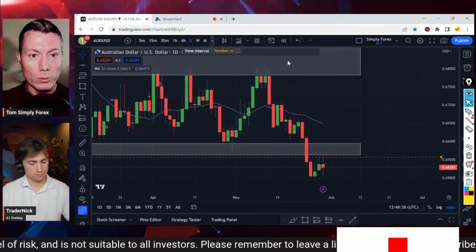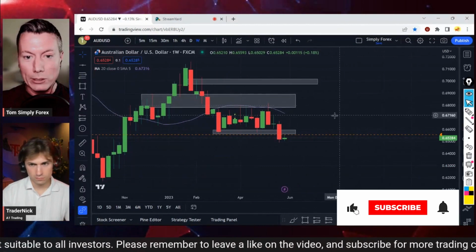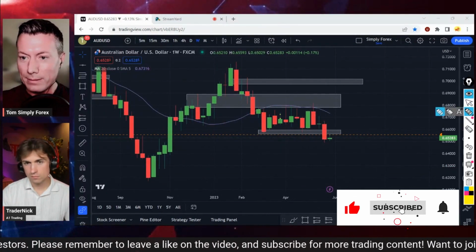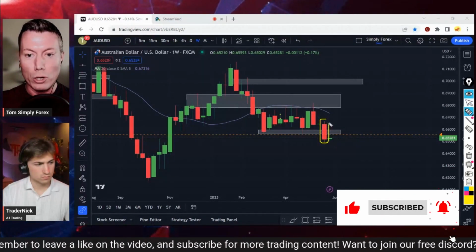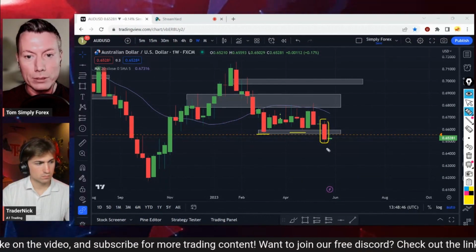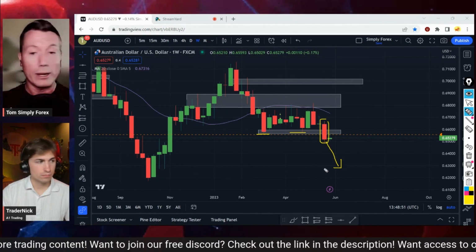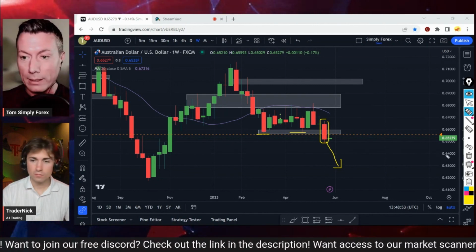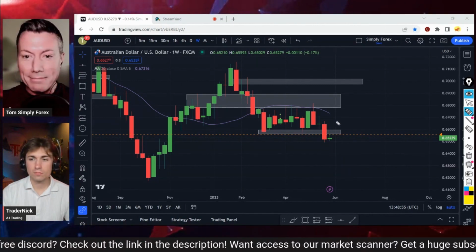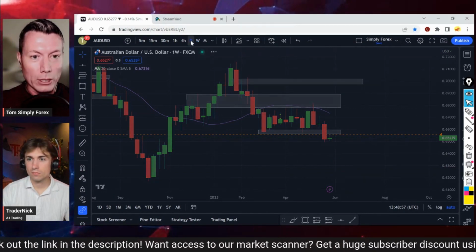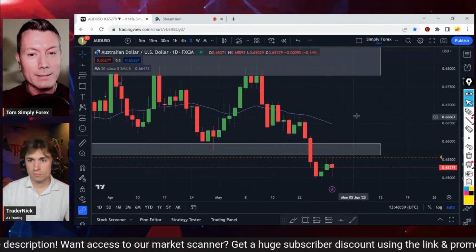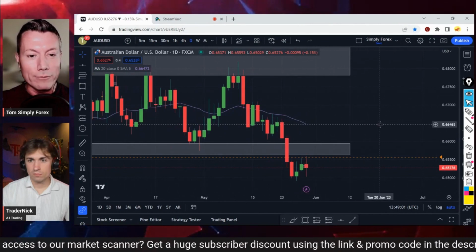idea as well is the weekly chart. This candle here that broke through this area of support has so much room to move into. So I really like Aussie dollar, US dollar. The $1 million question, if we go back to the day chart, is how far will it retrace?